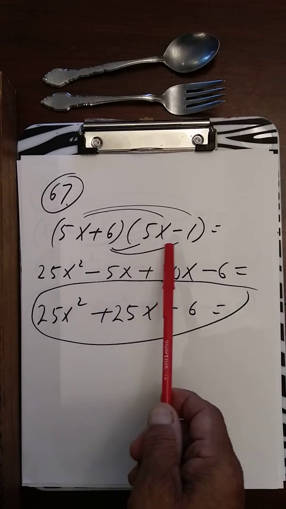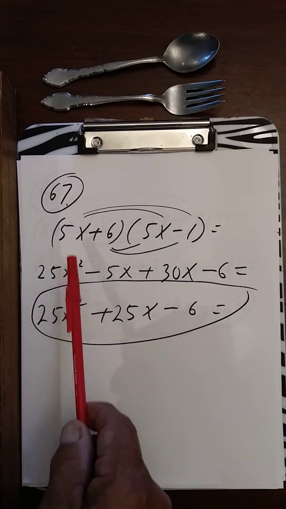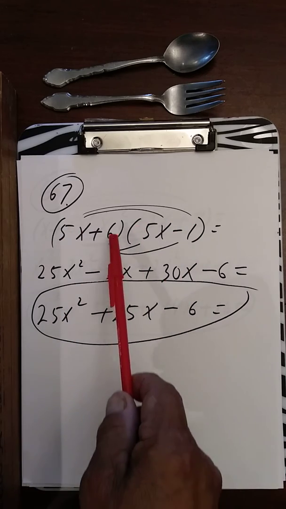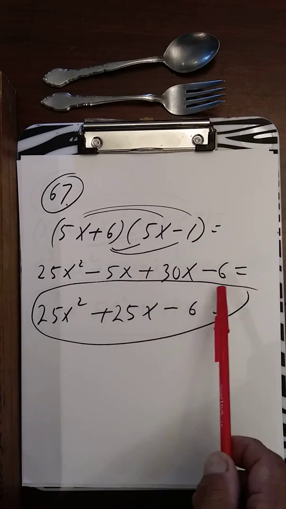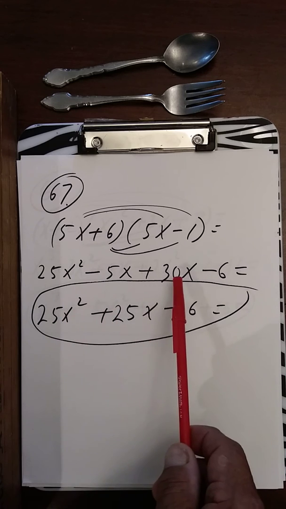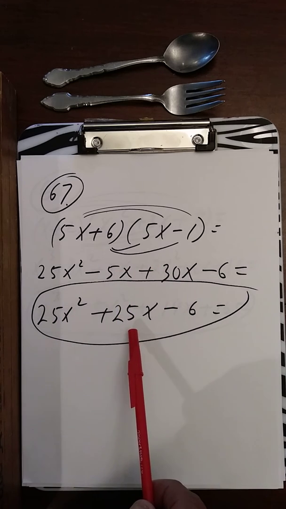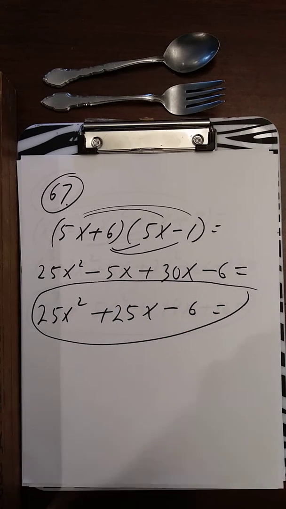5x plus 6 is 5x minus 1. 5 times 5 is 25x squared. 5 times that, negative 5x. 6 times 5 is 30x. 6 times that, negative 6. So 25x squared, 30 minus 5 is 25, minus 6.